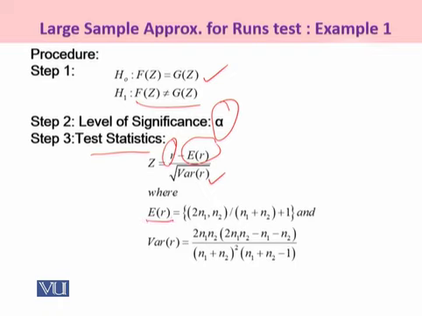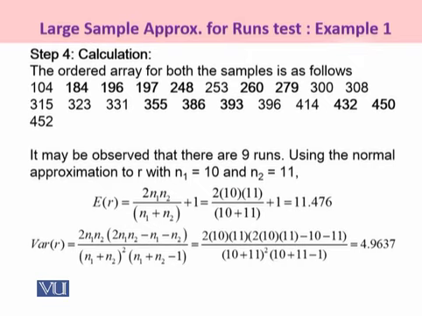Now, the expected value of R is to be calculated using 2 n1 n2, divided by n1 plus n2, and then finally adding 1 to it. And for the variance of R, 2 n1 n2 multiplied by (2 n1 n2 minus n1 minus n2), divided by (n1 plus n2) whole squared, multiplied by (n1 plus n2 minus 1). So in order to calculate, the ordered array is being shown.